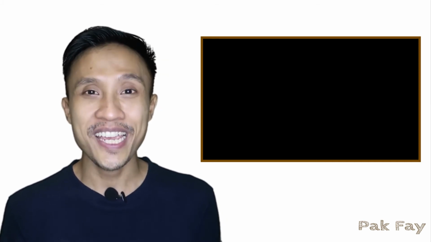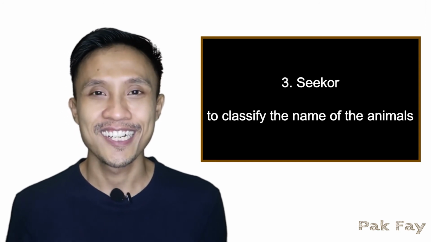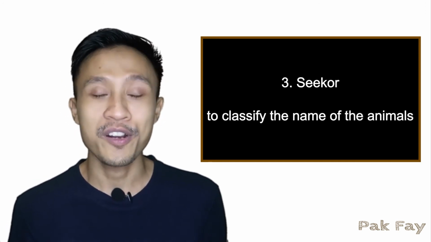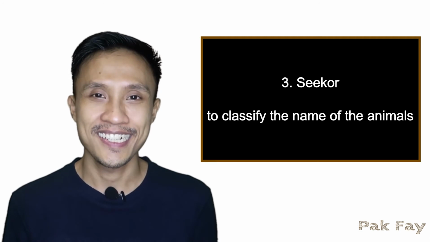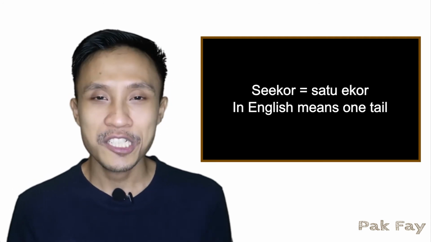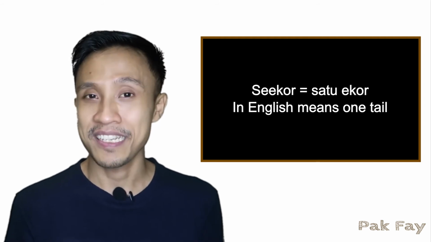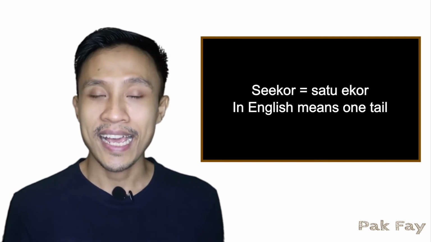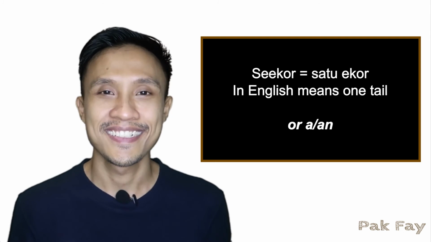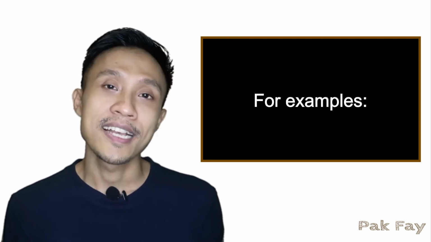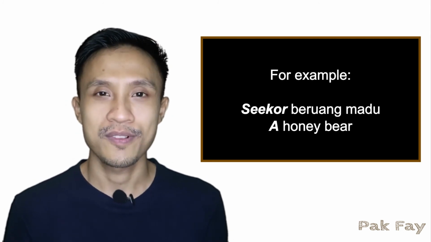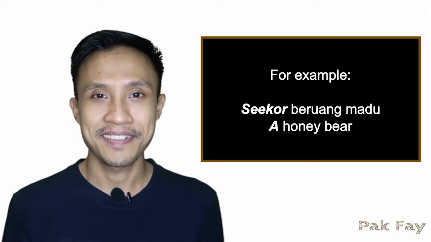The last one we have is seekor. We use this word before the names of animals. Seekor literally means one tail in English, or it is simply translated as a or an. For example, seekor beruang madu, a honey bear.